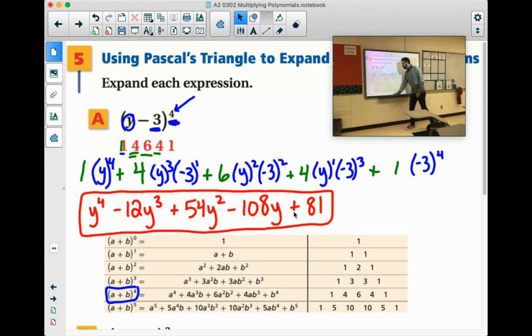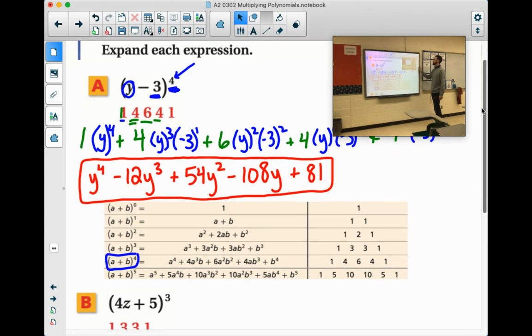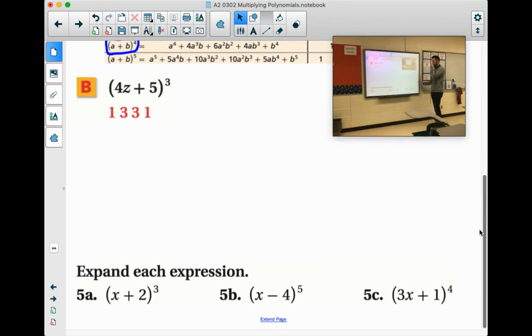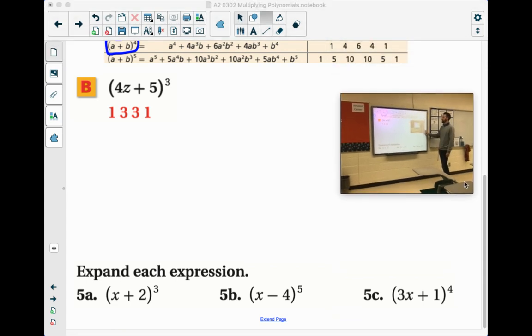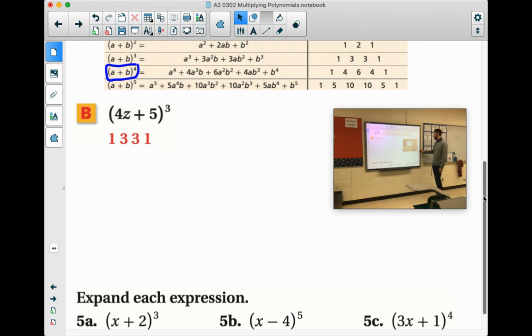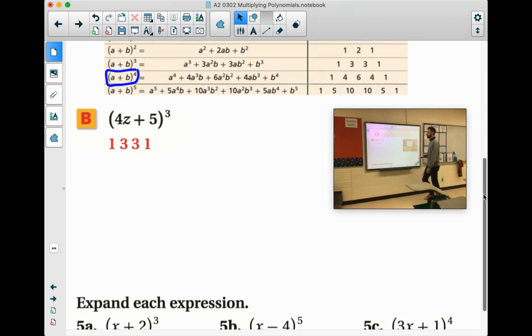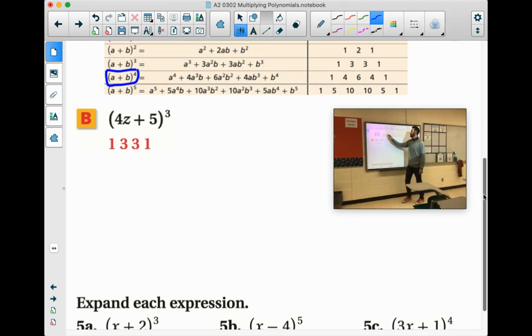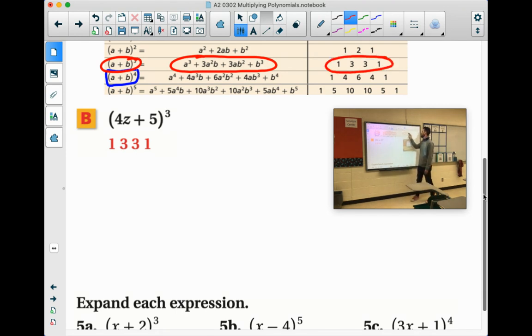So let's try another one together. So this is to the third power, which from old Jimmy Pascal's triangle, you can see the coefficients. We're looking at this row right here. This a plus b to the third, it's going to look like that. Here are our coefficients, which are written right here for us.